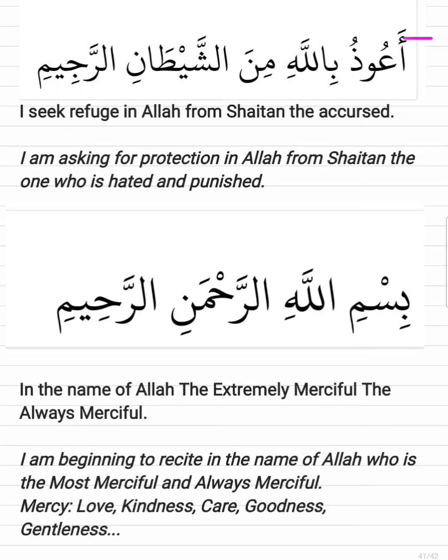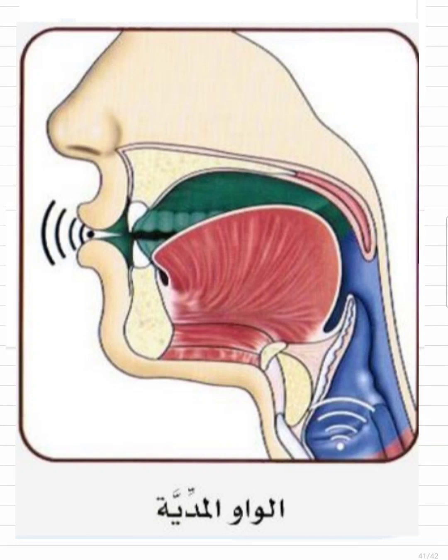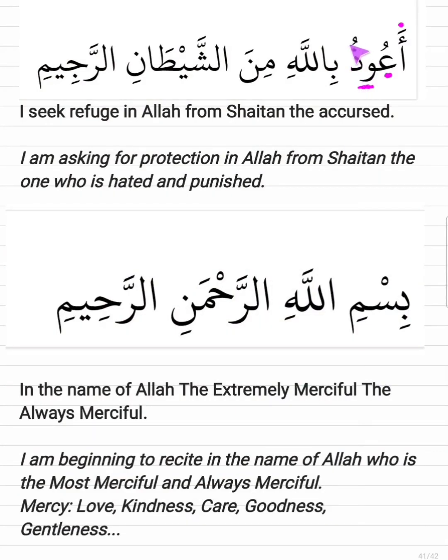Make sure that the hamza sound and the ayn sound are coming separately. Don't say a'udhu billah, a'u. And you see the maddiya letter here? A'u. I stretched it. A'udhu. Now I did not stretch this one. So this is the waw maddiya. Remember the waw maddiya?